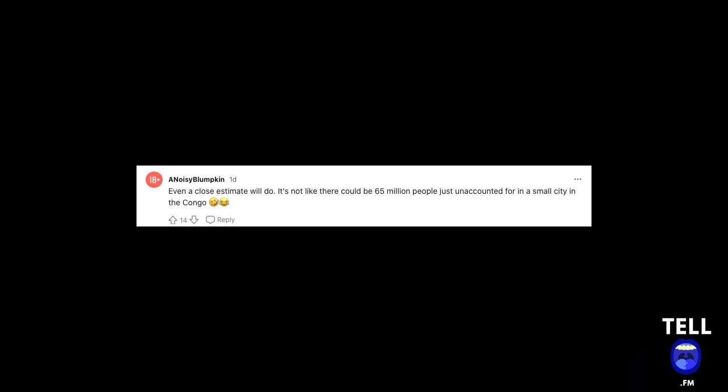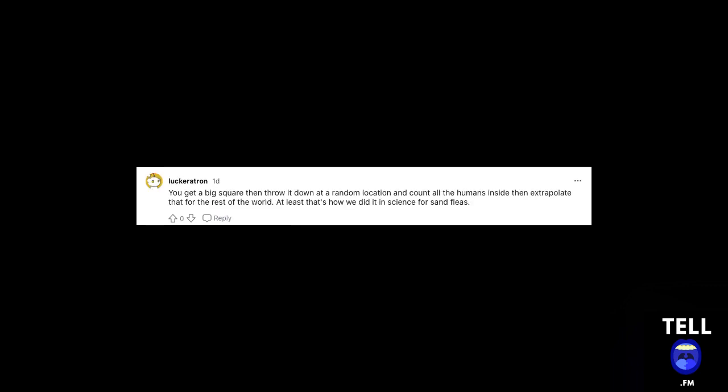It's not like there could be 65 million people just unaccounted for in a small city in the Congo, smiley face. You get a big square, then throw it down at a random location and count all the humans inside, then extrapolate that for the rest of the world. At least that's how we did it in science for sand fleas.